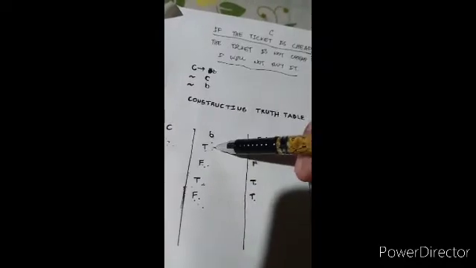Then now we will find the negation of B. Negation of B: true, the opposite of true is false. F, T, F, and F, T.